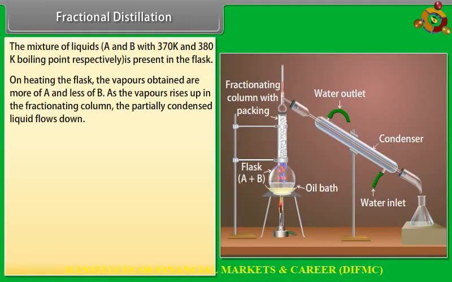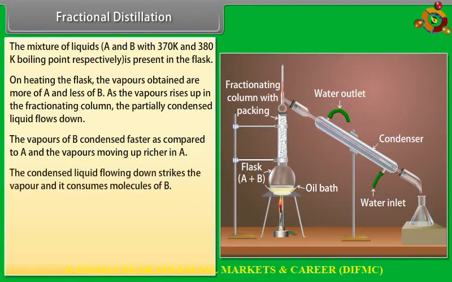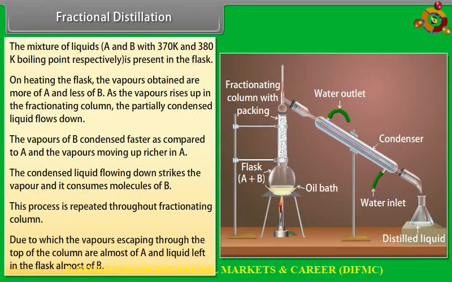As the vapors rise up in the fractionating column, the partially condensed liquid flows down. The vapors of B condense faster as compared to A, and the vapors moving up are richer in A. The condensed liquid flowing down strikes the vapor and it consumes molecules of B. This process is repeated throughout the fractionating column, due to which the vapors escaping through the top of the column are almost of A and the liquid left in the flask almost of B.